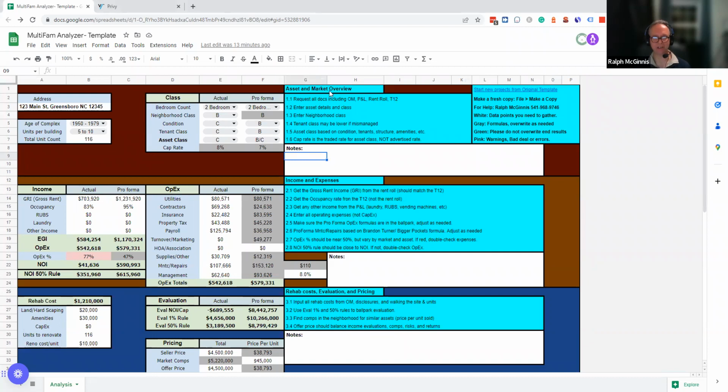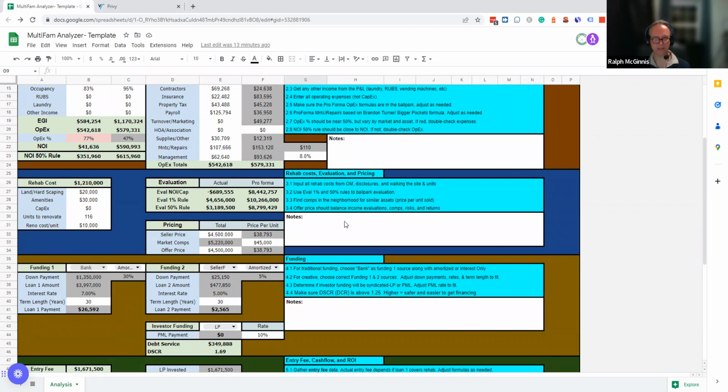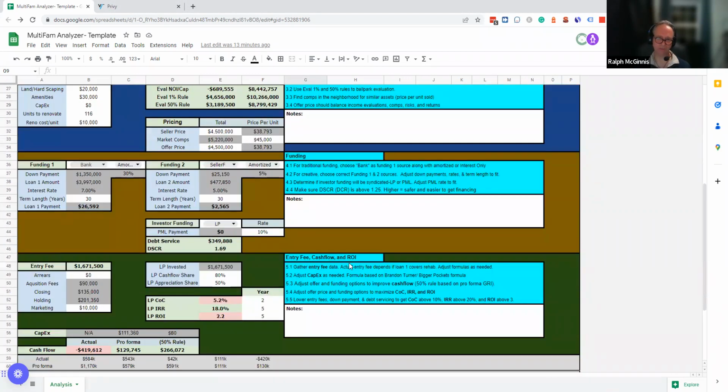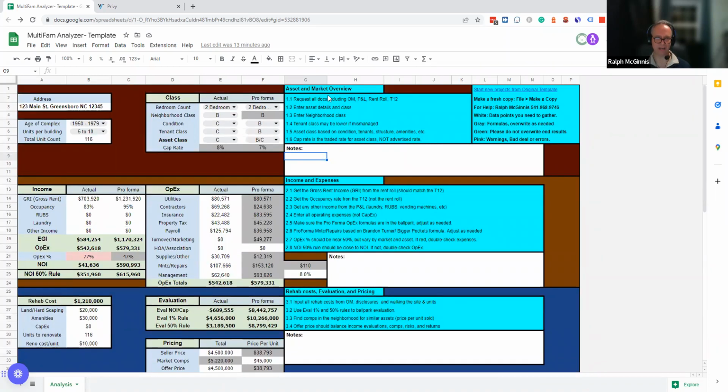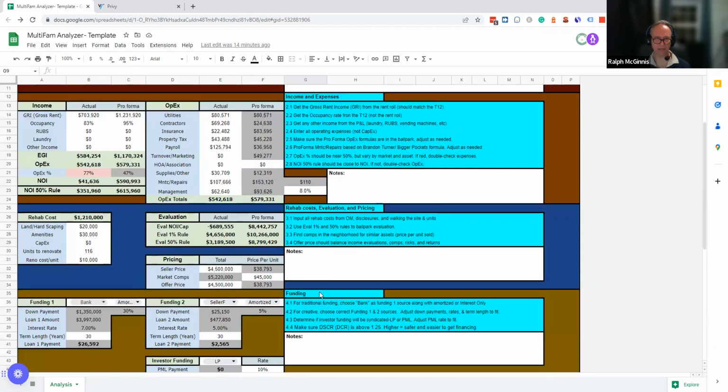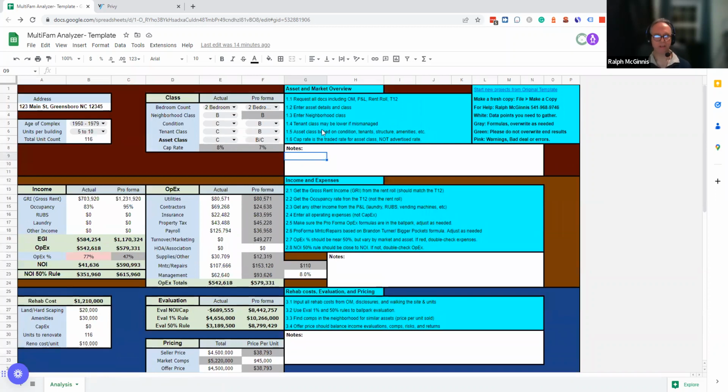And I labeled each section: this is the asset and market overview, this is income and expense, this is rehab cost and evaluation of pricing, and then funding, and finally the entry fee, cash flow, and ROI. So it is made to progress in your data collection and your analysis of the deal as you move down the analyzer tool. To start off, anytime you're analyzing any deal, you need to know your market, especially when you're dealing with multifamily. You have to know the neighborhood and the general market. Let's say you're doing Winston-Salem, North Carolina, or any city: what are things trading at for that market? What's the general cap rate for that market?